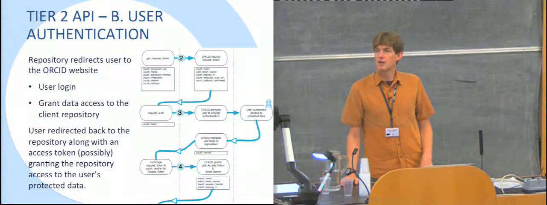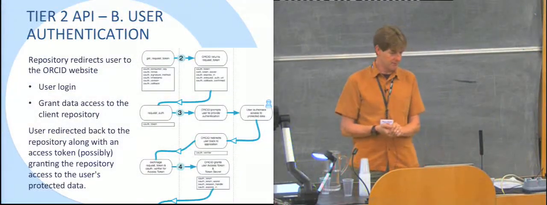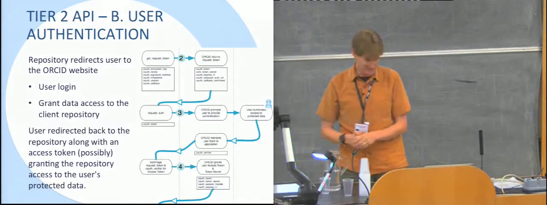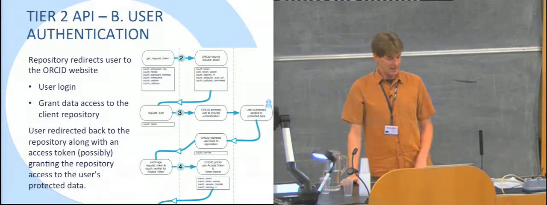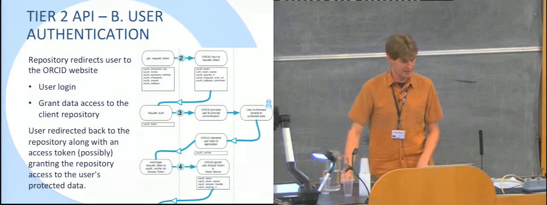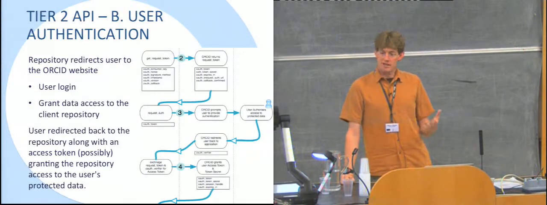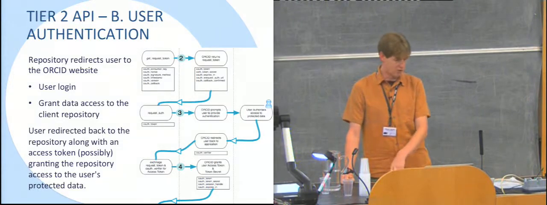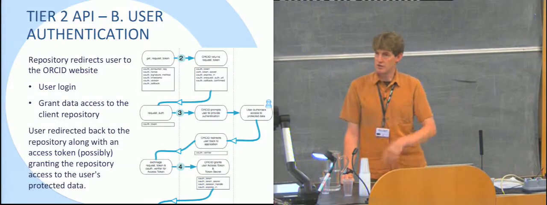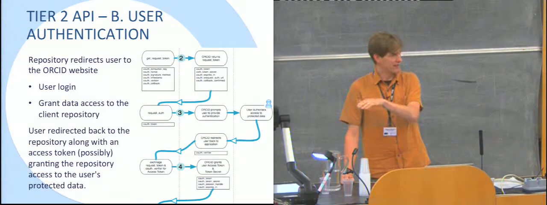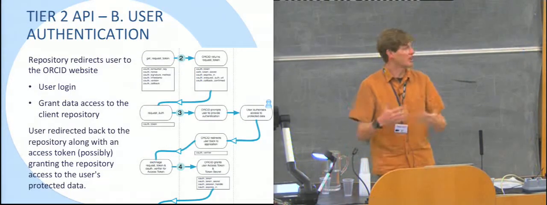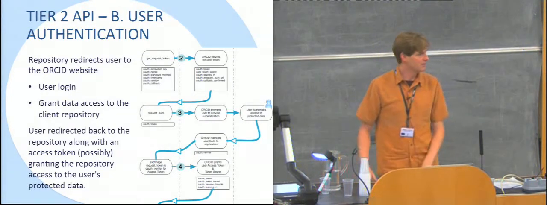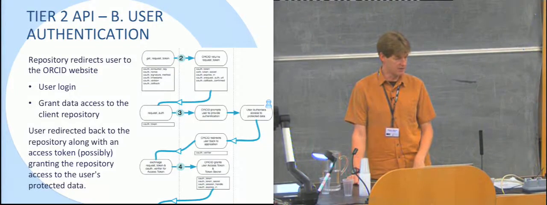Secondly, say we've got a user coming into the system, and I'm sorry you can't read this, it's on the website, but I didn't want to try and break it up into 15 slides. The repository, say, redirects the user to the ORCID website to either log in or perhaps create a profile. The user logs into ORCID, therefore validating that they own that ID. They're not just claiming it, they're saying, I've actually got authority to access this record.